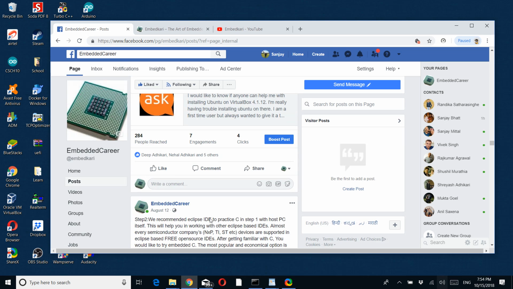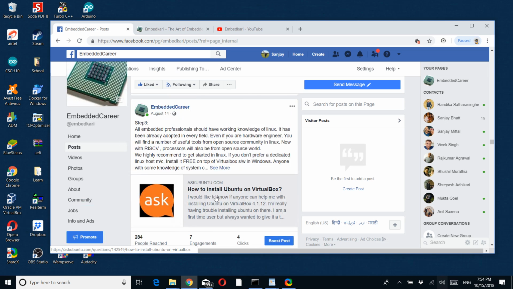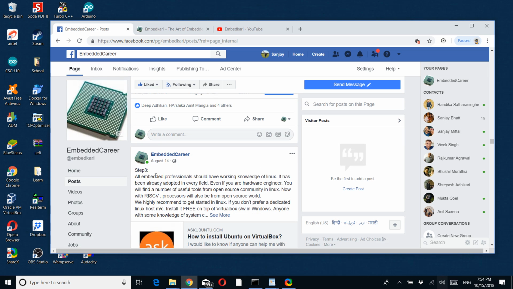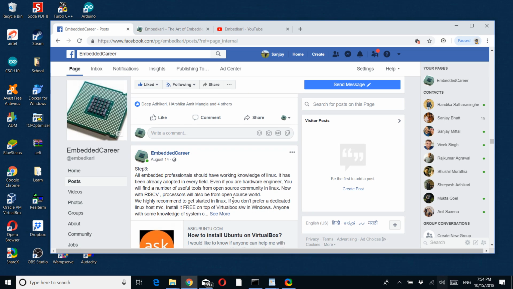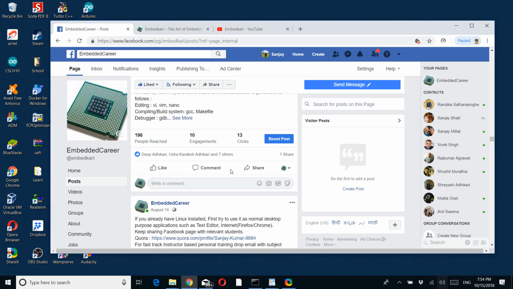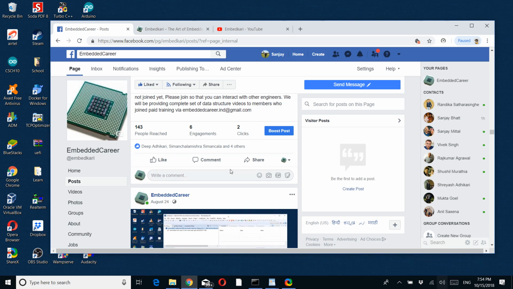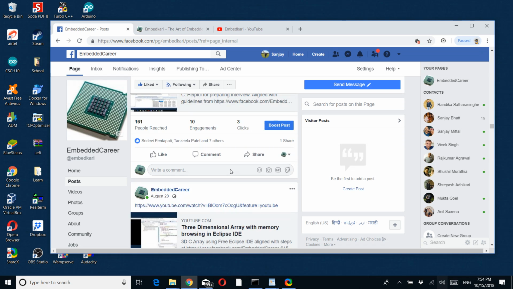So here you will see step 2, step 1. Step 1 was related to Eclipse IDE. Step 2 is related to the Arduino IDE. After that, step 3 is related to Linux in VirtualBox and all that. So I have basically provided step by step information in this embedded career series.